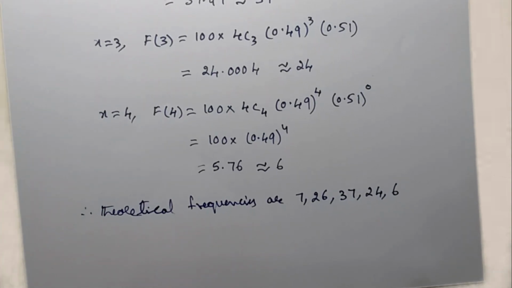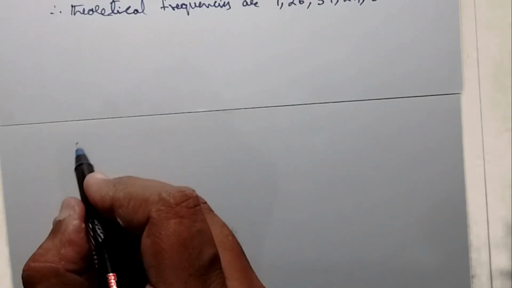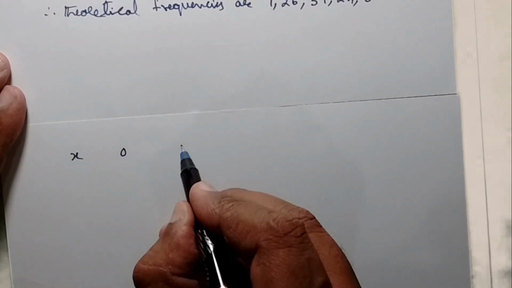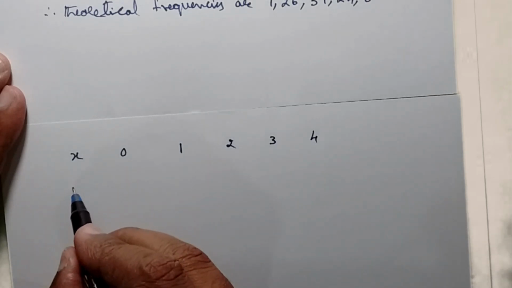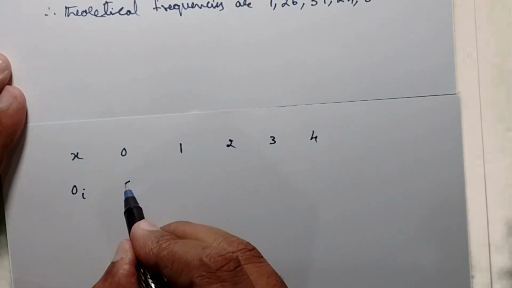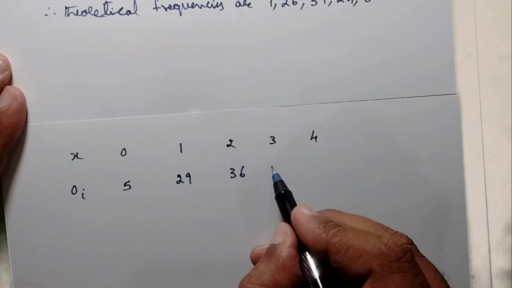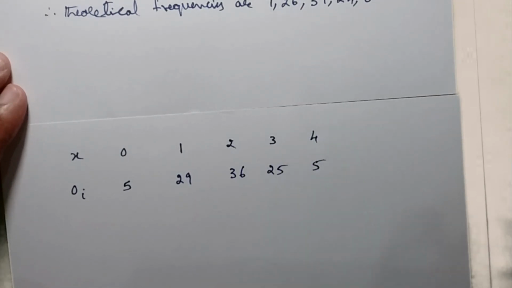Now we will go back to the observed frequencies. Now this will be your expected frequencies. Let us use the ChiSquare distribution over here. Number of heads x you have, right? It is 0, 1, 2, 3 and 4. Your observed frequencies were 5, 29, 36, 25 and 5. This is already given in the table itself.